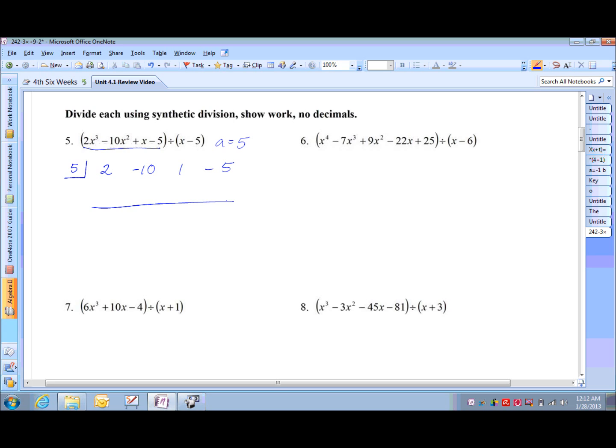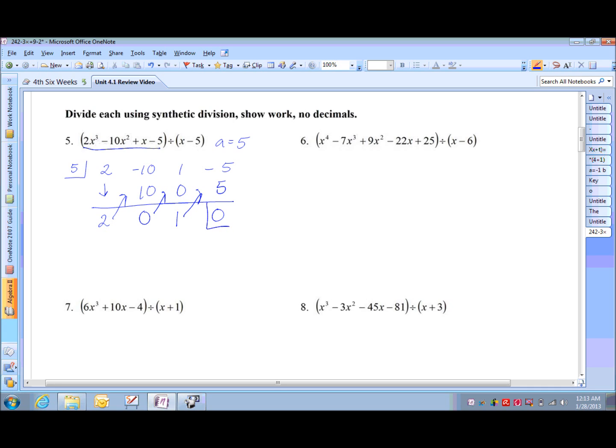All right. The first step is always bringing down the first leading coefficient, which is 2. Then we multiply 5 times 2, and that gives us 10. And we bring that up. And we add together negative 10 and 10, and that gives us 0. Then we multiply 0 times 5, and you get 0. So 1 plus 0 is 1. Then we multiply 5 times 1, and we get 5. Negative 5 plus 5 is 0.